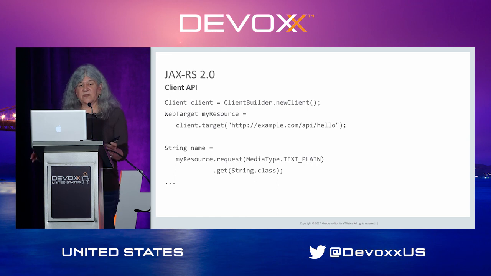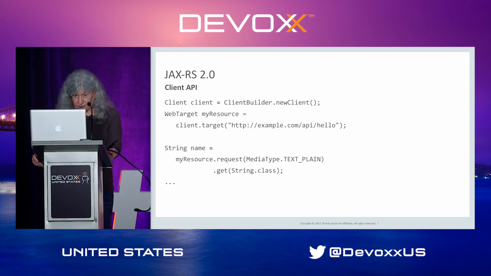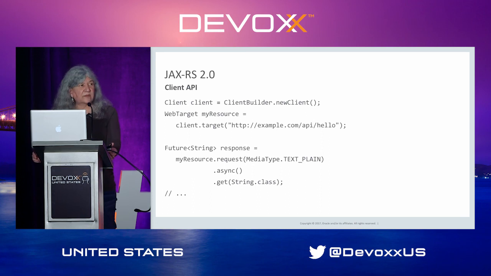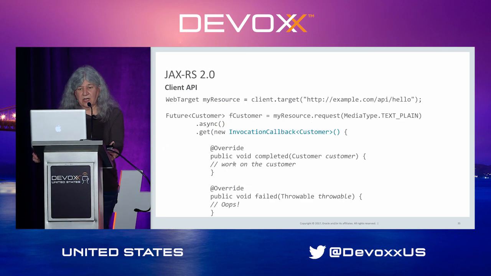So in terms of the Client API, JAX-RS introduced a Client API in the 2.0 release with Java EE 7. This simple example shows you one of the forms it can take. In this case, we're creating a web target resource, and then we're applying the request from that resource and getting the result back as a string. So notice that this is all synchronous. JAX-RS 2.0 also introduced an asynchronous form of this API. If you use the async method, instead of just getting back your result, you get back a future. Then you can check when the result is available using the standard futures APIs. Or if you want to be fancier, you can specify a callback handler which will notify you when the result is completed.